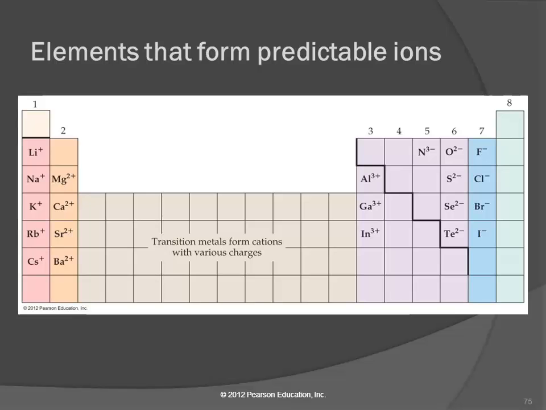So these are elements that form predictable ions. So these guys over here, group 1, they're forming +1 ions, because when lithium loses one, it becomes like helium. It's the next lowest. These guys are going to lose 2 because it's 2 steps over.